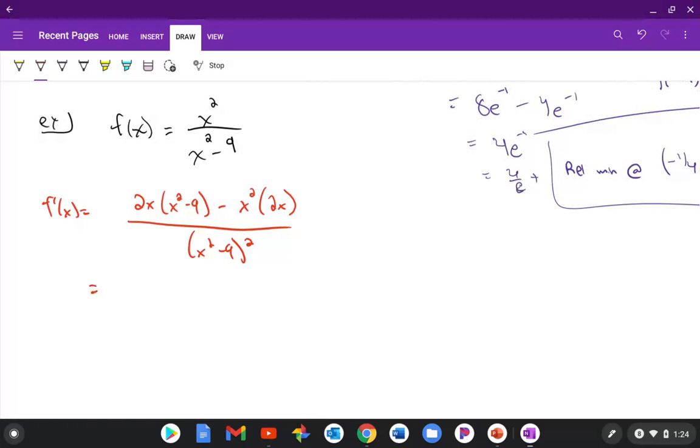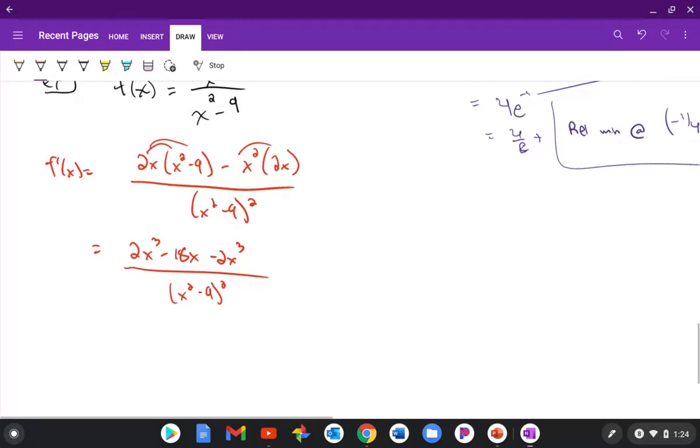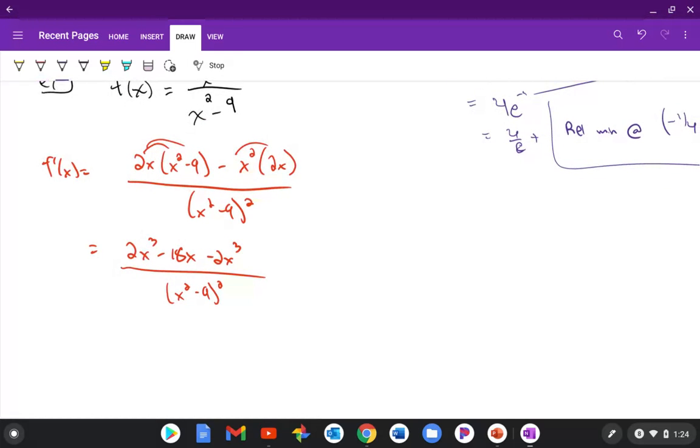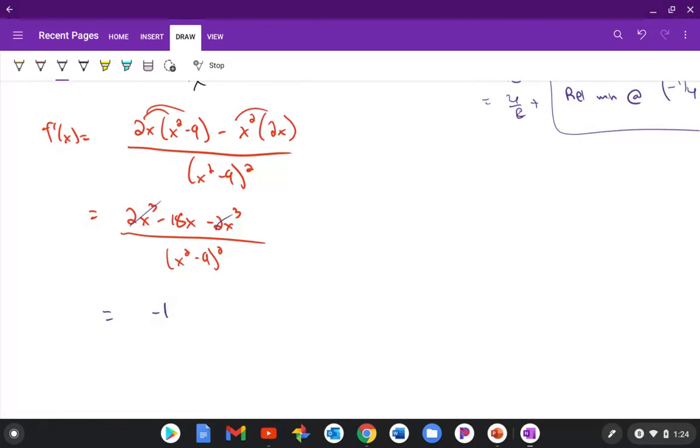Let's then just simplify a bit here. I'm going to go ahead and just distribute this because we got to solve it. We get 2x to the third minus 18x minus 2x to the third over, now the bottom I'm just going to leave as is. I'm not going to FOIL that out. And you'll see what happens here is the 2x to the thirds actually wipe each other out. So that's good. Negative 18x over x squared minus 9 squared.